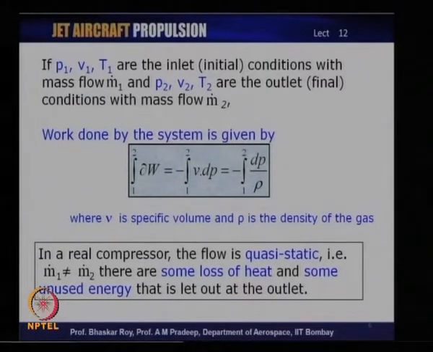Rho, of course, is the density of the gas or air, and V, of course, is the specific volume of gas or air. Now, in a real compressor, as I just mentioned a little while ago, the flow is likely to be quasi-static, which means m dot 1 may not be equal to m dot 2, and there is a possibility that the flow may not be adiabatic. That means it could have some loss of heat and some unused energy that is let out at the outlet.